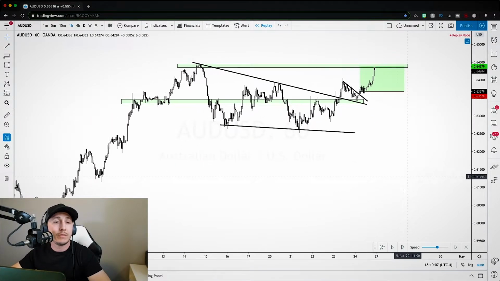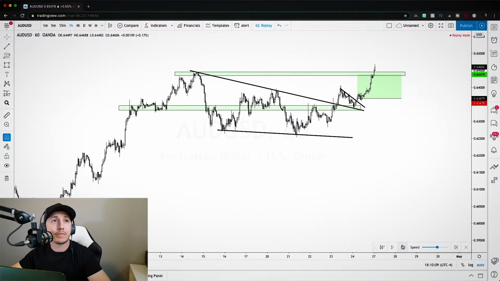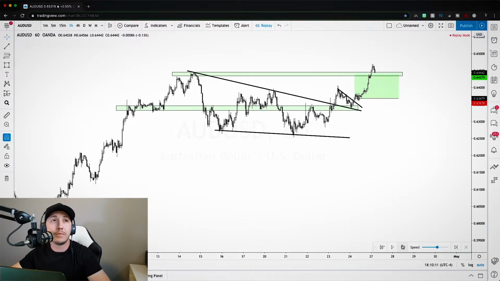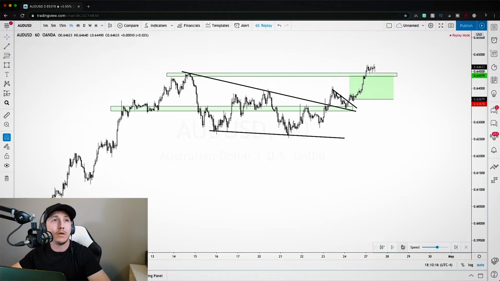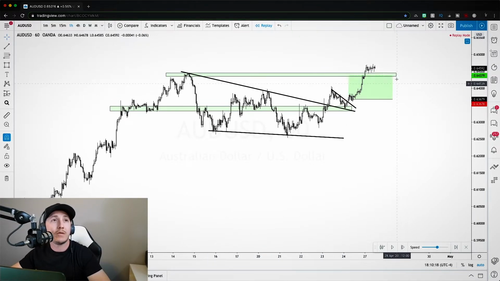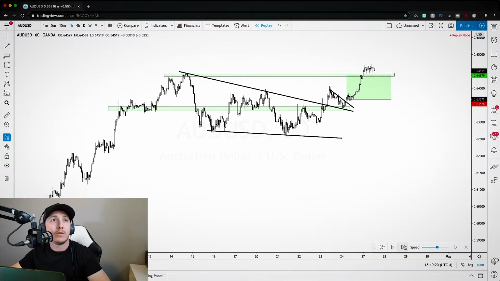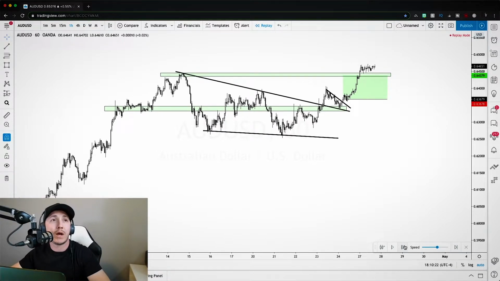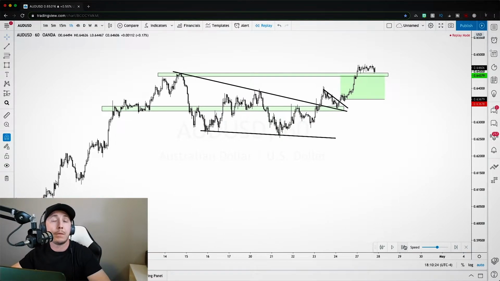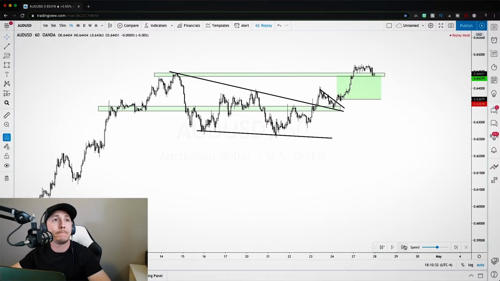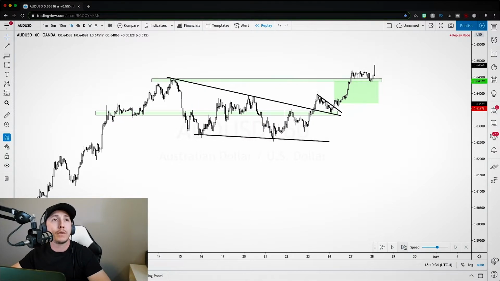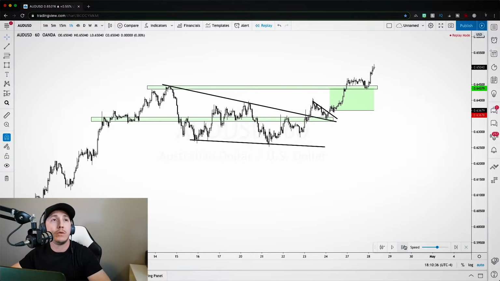So let's see what happens. And there it goes. All right. Just retested our previous highs, right? It's failing to break back below. So we know, well, I mean, the likelihood of this continuing is pretty good. We are in a good spot right now. Okay. Boom. Just broke out.